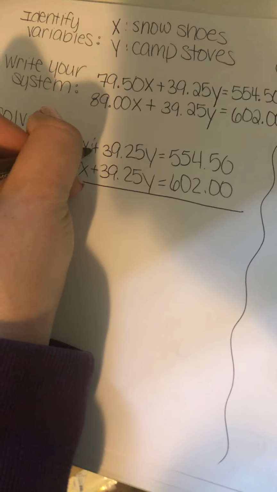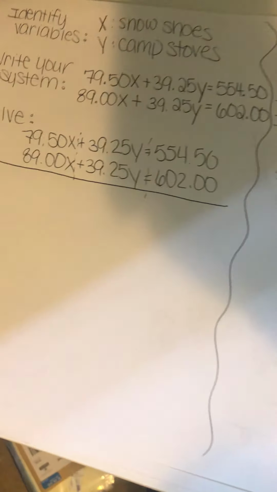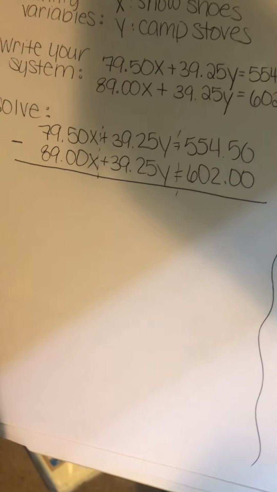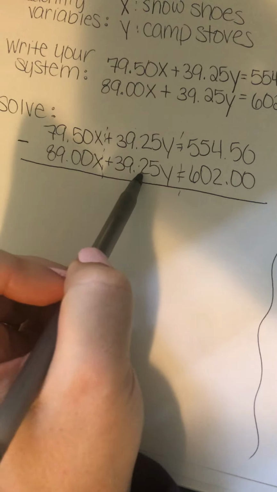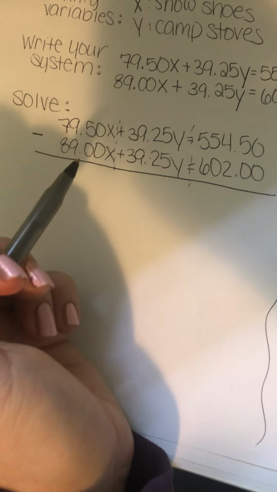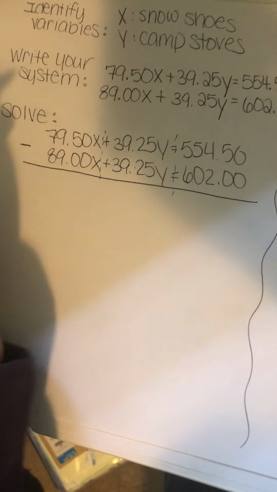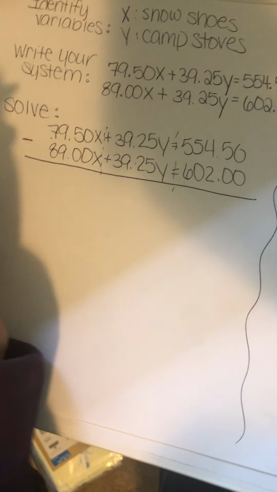Okay, so we're going to separate them with our vertical lines. I'm going to use subtraction because these two are the same. When we have the same, we subtract because that'll equal 0. So when we subtract, we want to remember to use keep, change, change. So I'm going to do term by term.